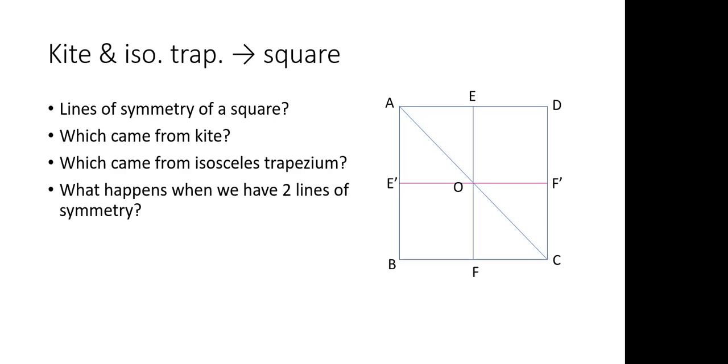I'm just jumping ahead a bit, but you can see what happened. Why did they double? Kite had one line of symmetry passing through the vertex. Isosceles trapezium had one line of symmetry passing through its sides. In the square there are two like that. So this is how the second one came, because the first one was reflected on the diagonal. And similarly, the diagonal AC line of symmetry can get reflected on EF, and the other diagonal also becomes a line of symmetry, right?